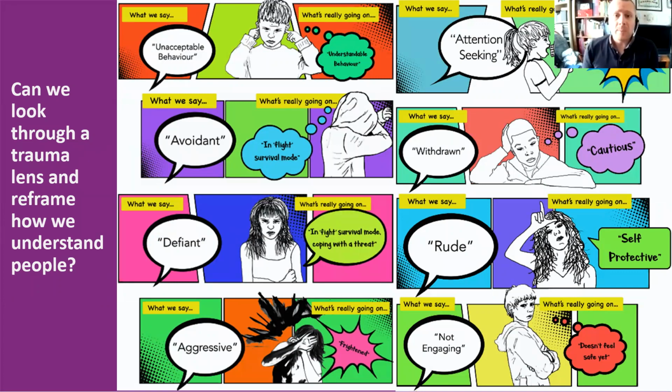So I would imagine that people might recognize some of these things that have been ways of describing people's behaviors, describing people as attention seeking, and we can maybe reframe that as attachment seeking. People are feeling vulnerable and they're wanting to connect. People are not engaging, but maybe they just don't feel safe yet. We really need to be thinking carefully about what's going on for people.